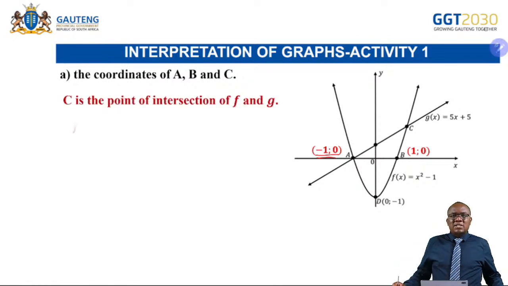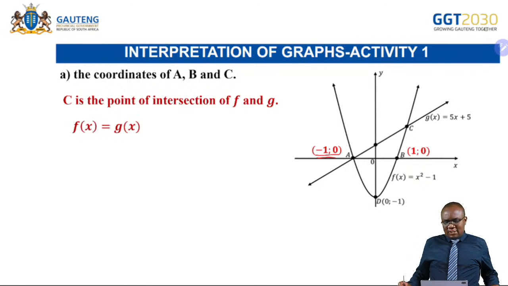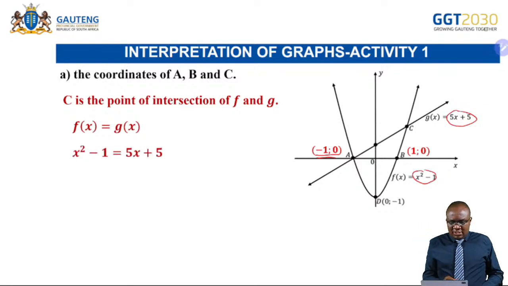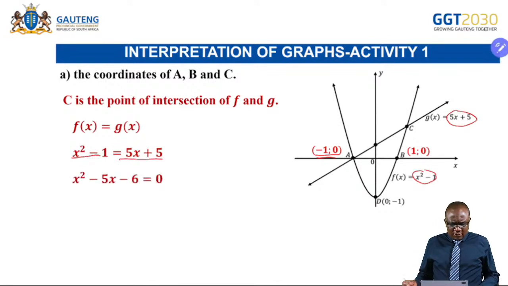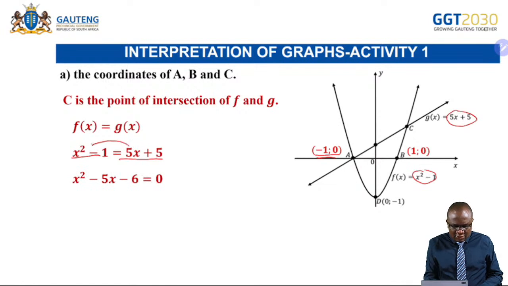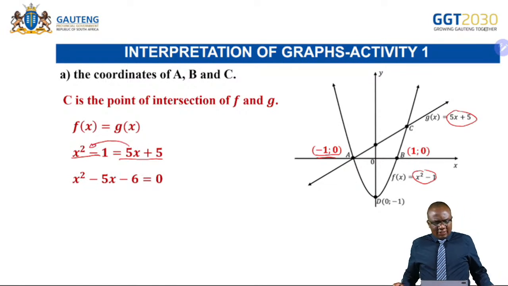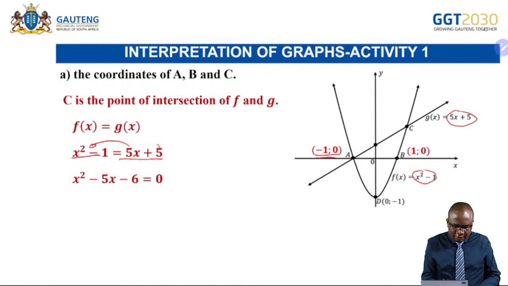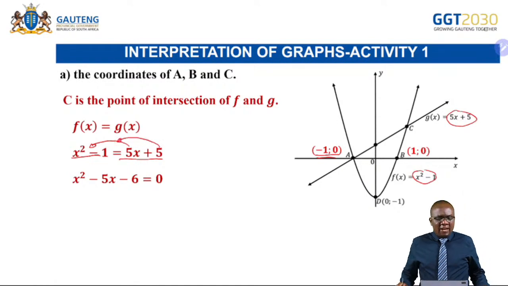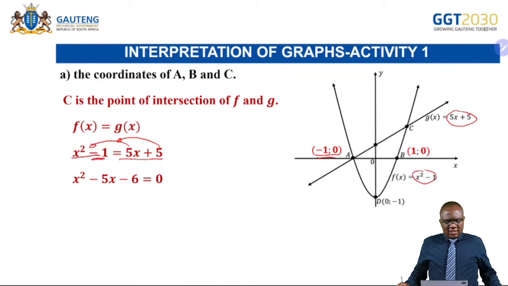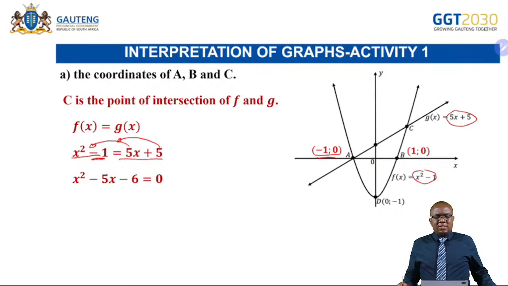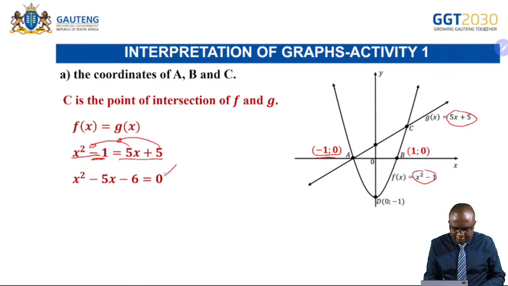C is the point of intersection. We equate our functions: f of x equals g of x. This is f of x, this is g of x. You see that? Okay, right. Now, we transpose. I've moved 5x to the left so that it becomes negative 5x. And then I move 5 to the left, it becomes negative 5. Negative 5 minus 1 is negative 6. So x squared minus 5x minus 6 is equal to 0. This is called the standard form.